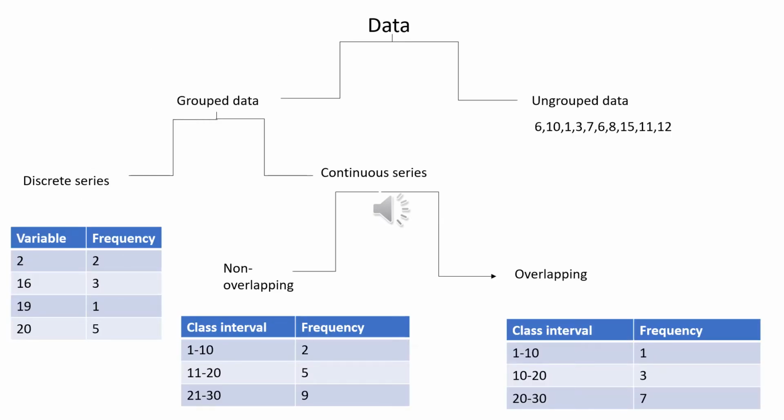We can categorize the data in different categories such as ungrouped data and grouped data. A data collected in the original form is called raw data or ungrouped data. When we are talking about the grouped data, we can classify into two categories, discrete series and continuous series. First, we are talking about the discrete series.